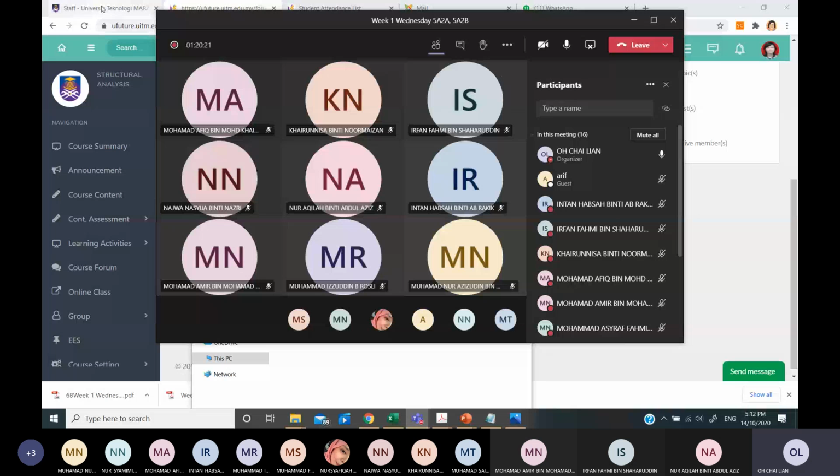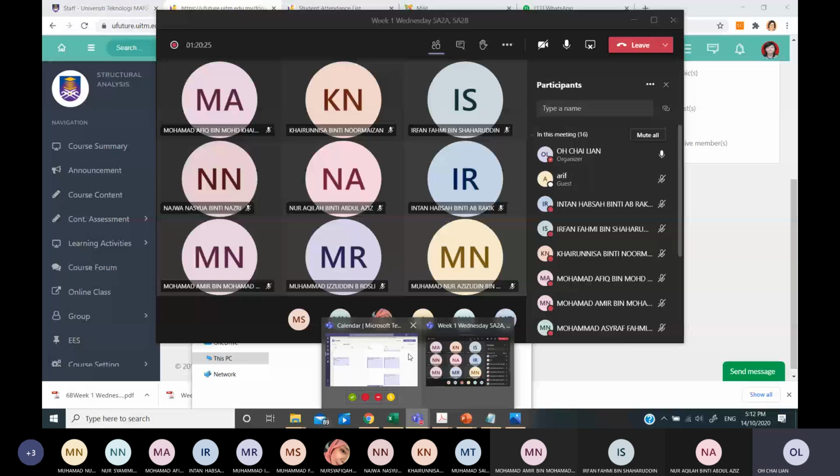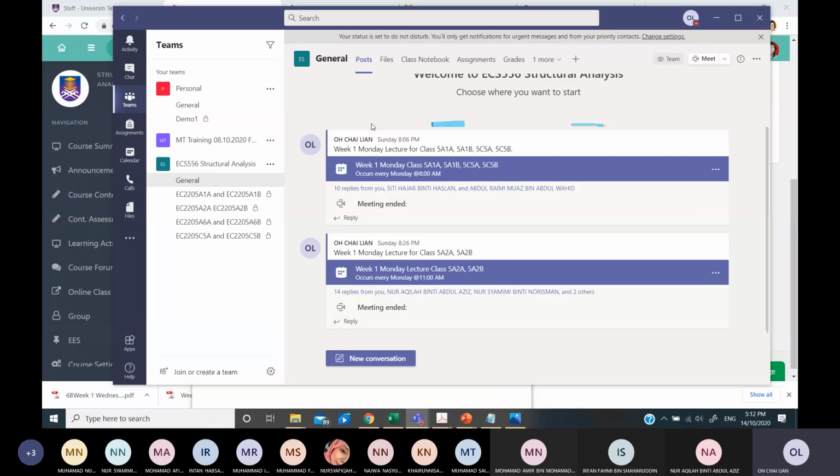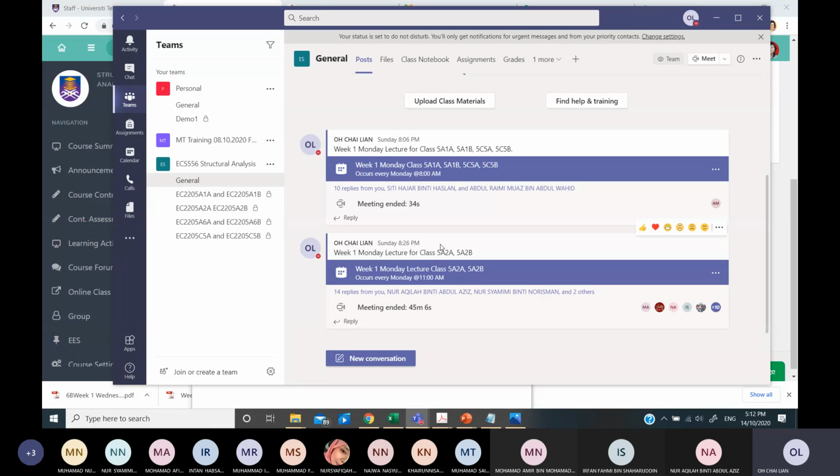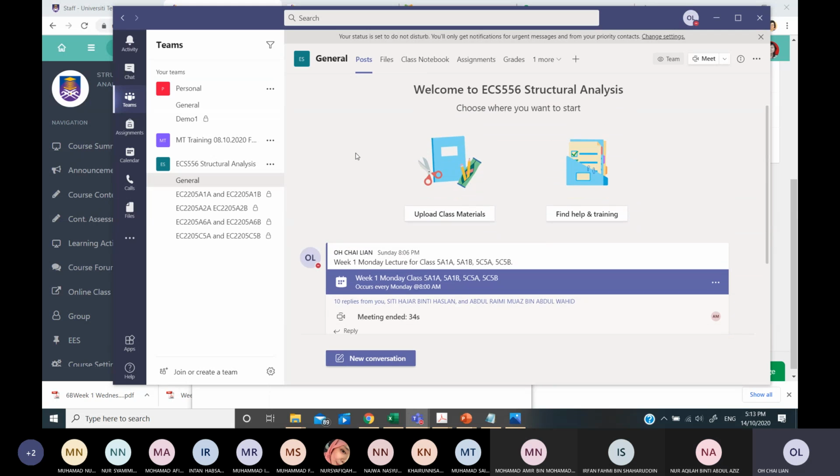Before I go to this, I would like to ask one more thing about this Team. I see most of you already have Microsoft Teams and you joined with your ID name. May I know whether you can see this post in your Microsoft Team? Yes, madam. Yes. This is the post.